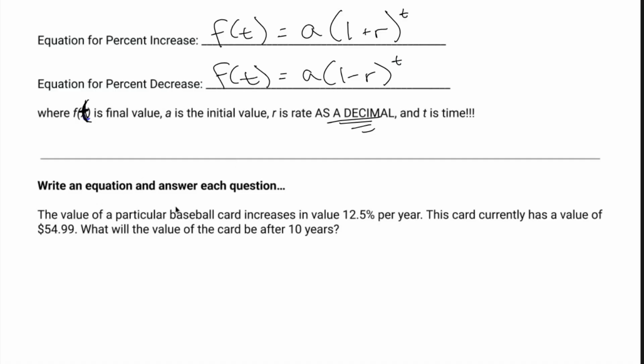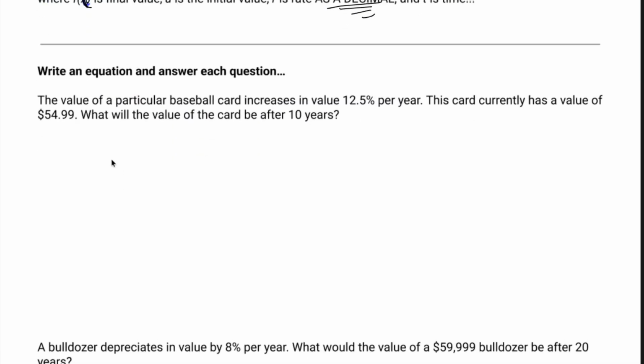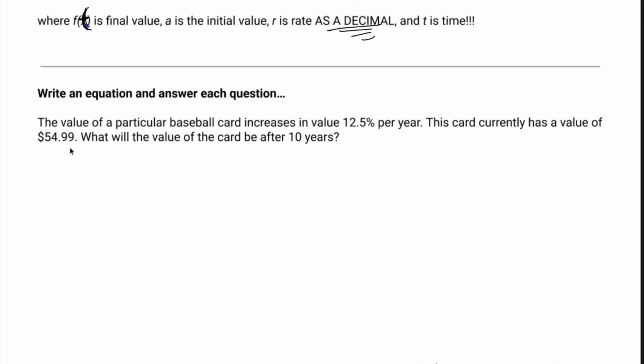So write an equation and answer each question. We will use just a regular calculator off to the side. I'm not going to run to do the whole Desmos thing and waste time. This is just regular old calculations that we can use. The value of a particular baseball card increases in value 12.5% per year. The card currently has a value of $54.99. What will the value of the card be after 10 years?